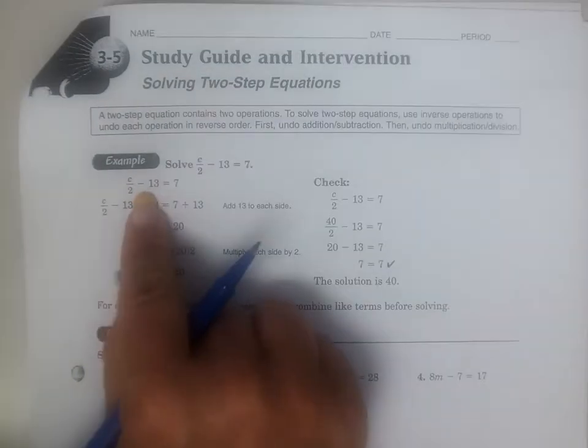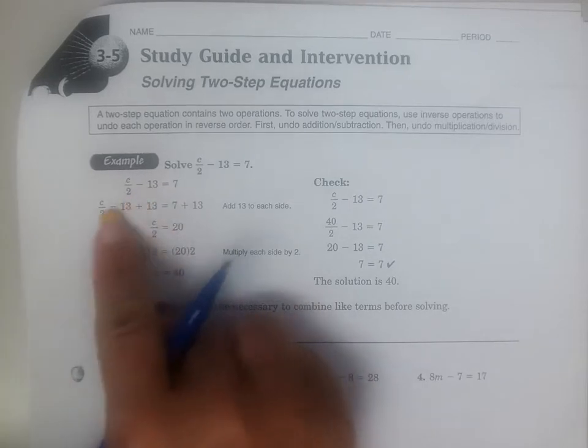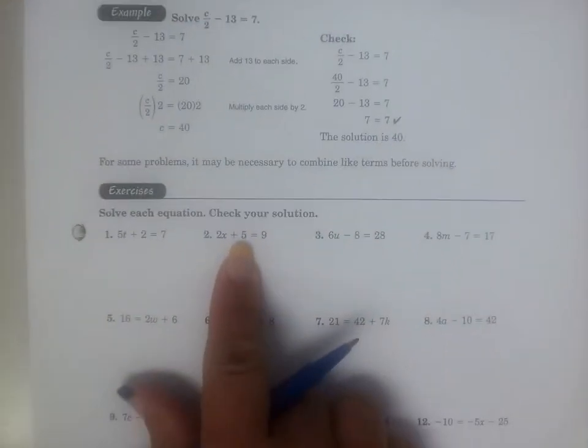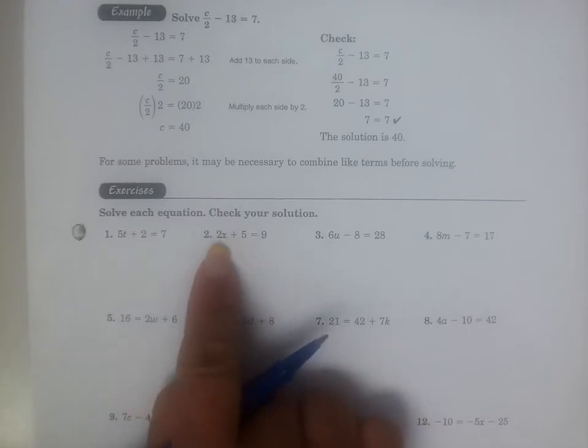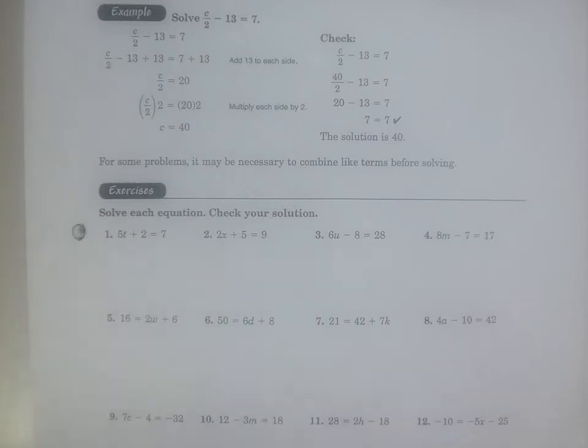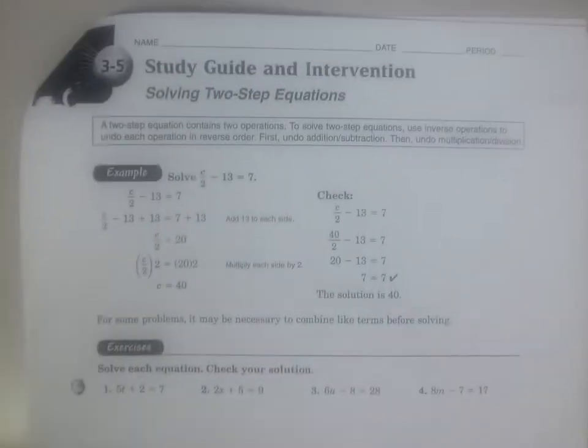So you'll see that this one has a subtract and it has a division. Some of them will have an add with that division, or an add and a multiplication, or a subtract and a multiplication. So it'll either have an add or a subtract and a multiply or a divide.